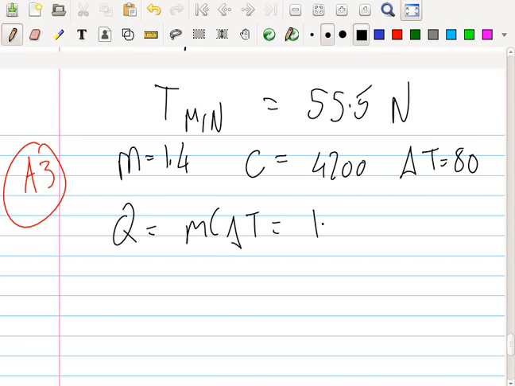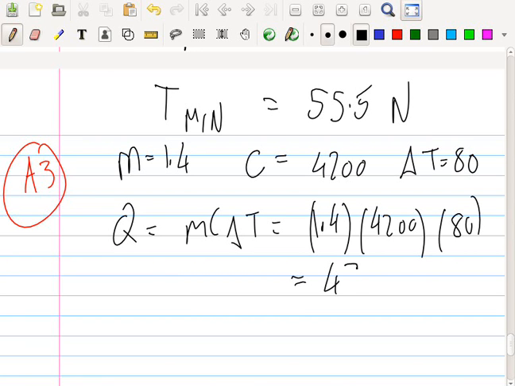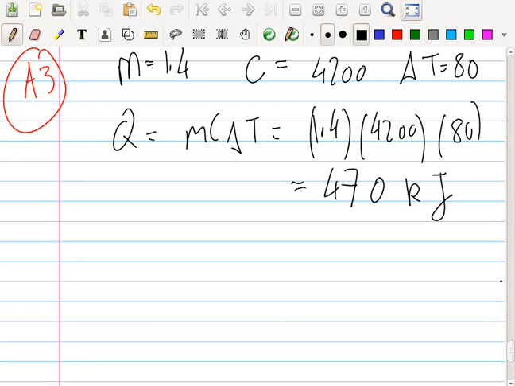So that would be 1.4, 4200, 80 equals 470,000. So kilojoules. Cool. Now that's to get the water from 20 to 100. But what happens next? The water changes into steam. And what's the formula to calculate how much energy is required to change the water from liquid to steam? Yeah, it's just the simple formula mL.